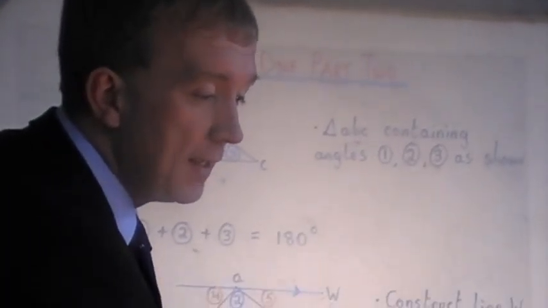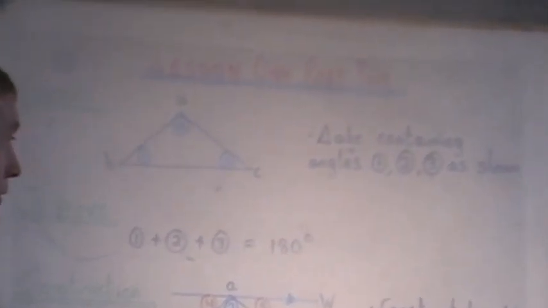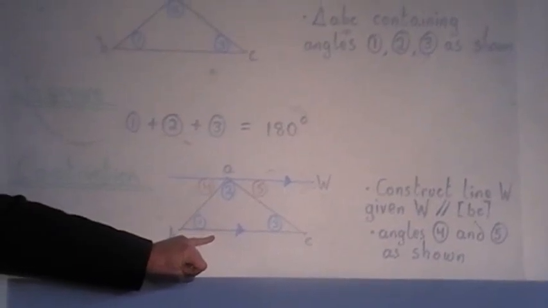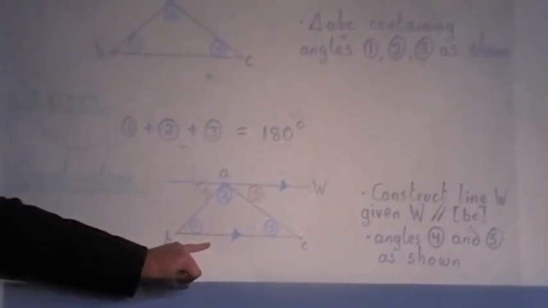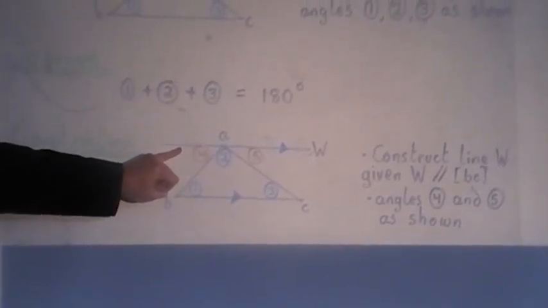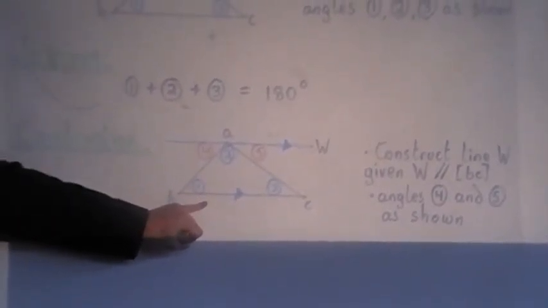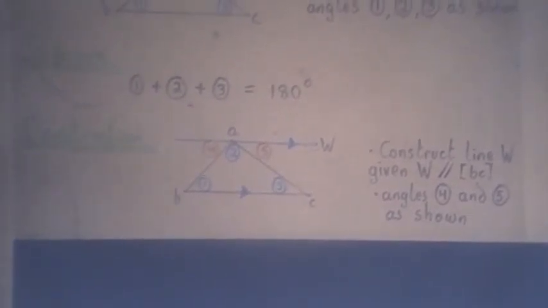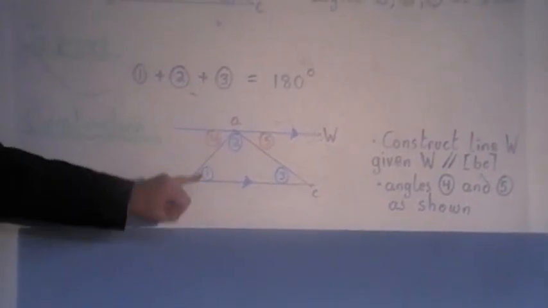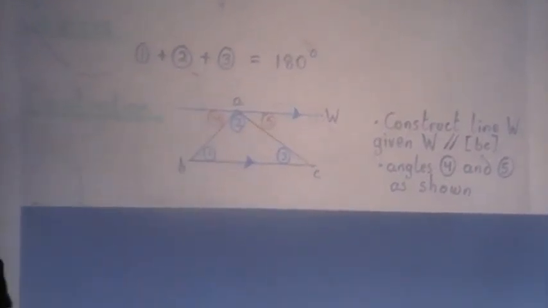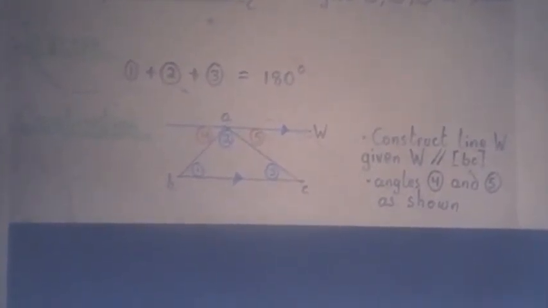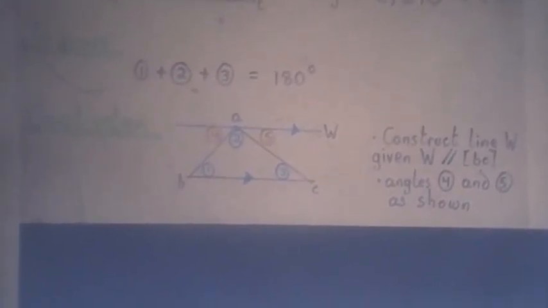Now the construction, lads, is very, very important. What I do is that the base of this triangle is the line BC. I want to construct or draw a line which we can call anything, in this case W, which is parallel to BC. So construct line W, given that W is parallel to BC. And you mark in angle 4 and angle 5 as shown. Okay? Now that should be fairly okay in terms of the construction. Now we're looking at the proof.